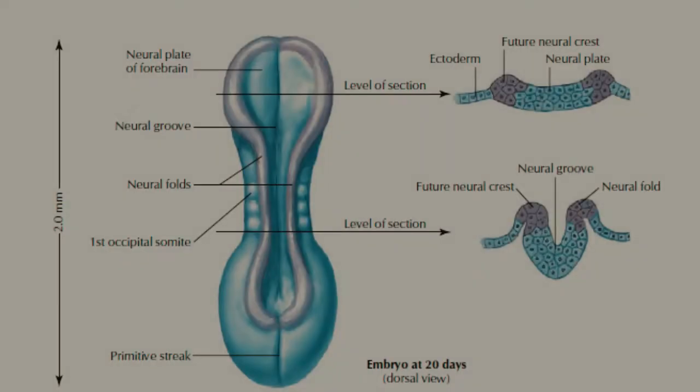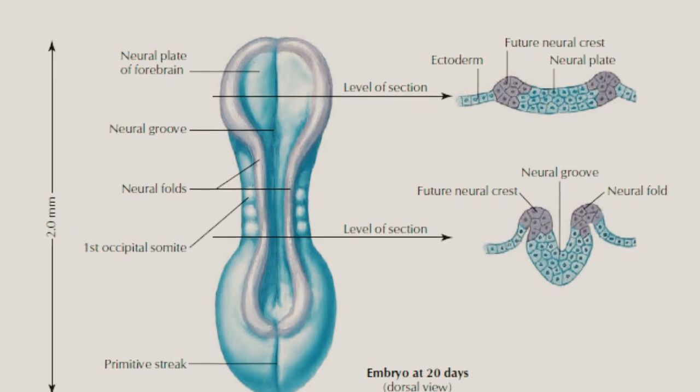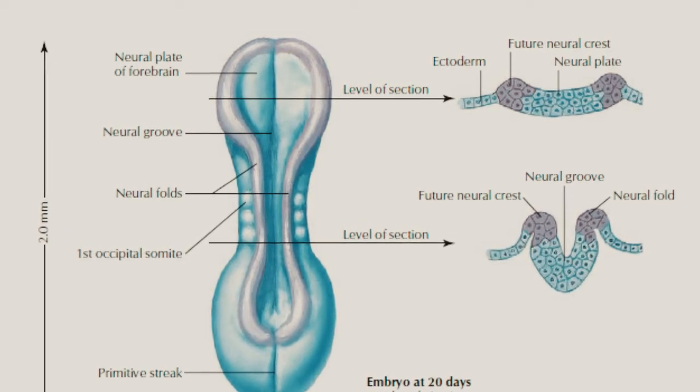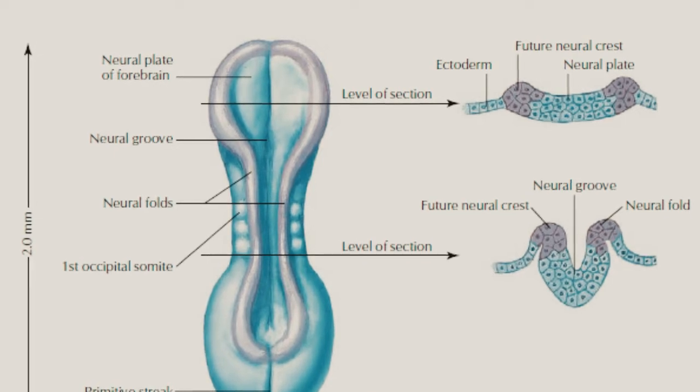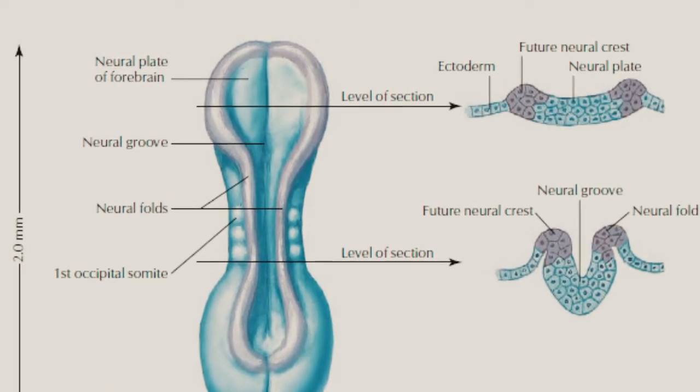So in the 3rd week of intrauterine life, we have growth of mesenchyme cells from the ectodermal layer, which gives us what we call the neural plate. The neural plate will be on the midline, and it has elevations on either side of the midline, which are going to give us the neural folds.